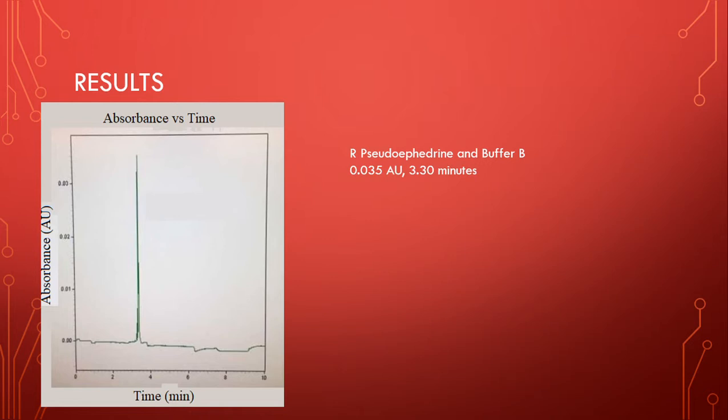So for the results, this is a sample graph of the absorbance versus time we get from the capillary electrophoresis. The specific graph is R pseudoephedrine in buffer B. The absorbance here is at 0.035 AU and it's at 3.30 minutes.